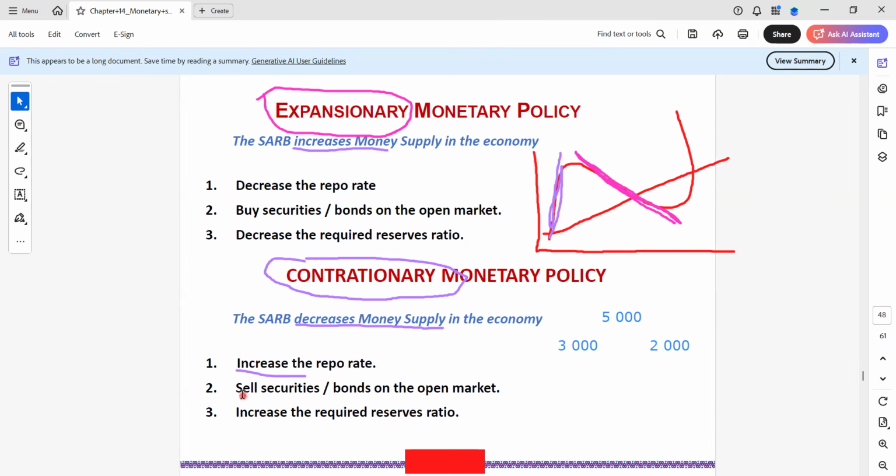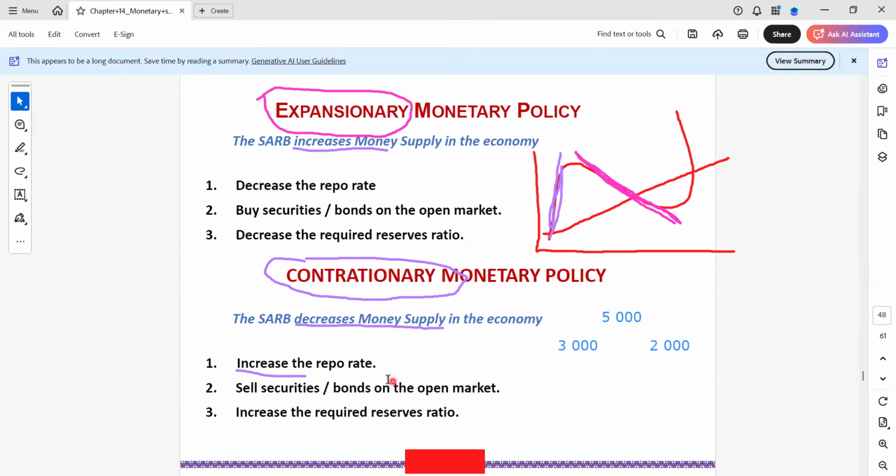And also sell securities, right? Whenever you say securities or bonds, just think of a certificate. So what happens here is that the South African Reserve Bank will sell a certificate to the commercial banks, and they would buy it, right? They would pay money to the South African Reserve Bank. So that will reduce the amount of money that commercial banks have, and they'll only get a certificate which basically says that you have this amount of shares in this amount of company, right? Something like that.